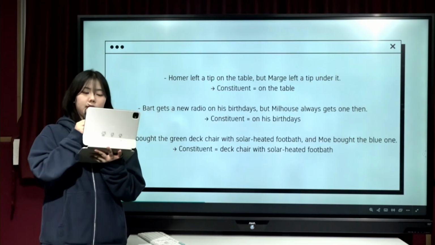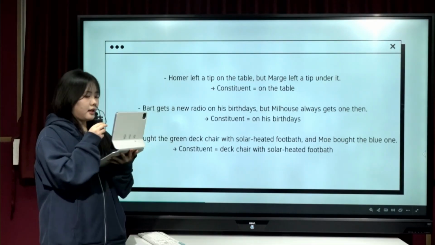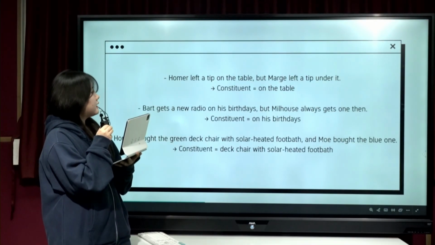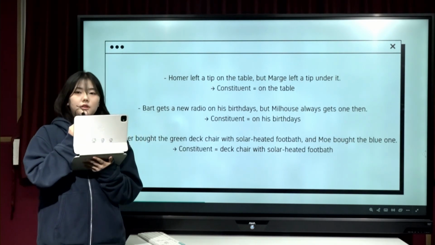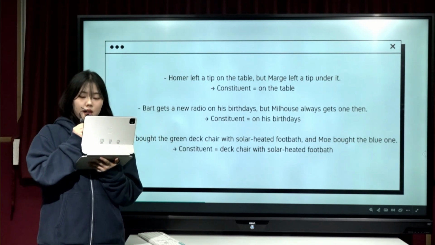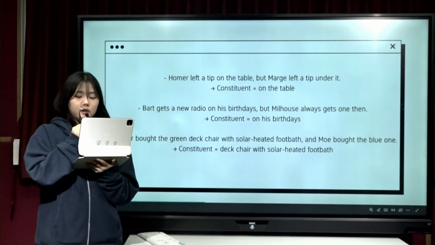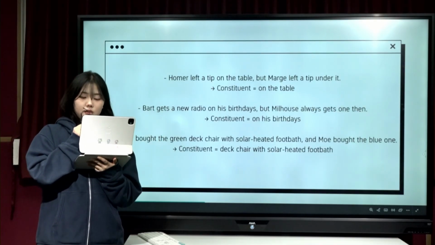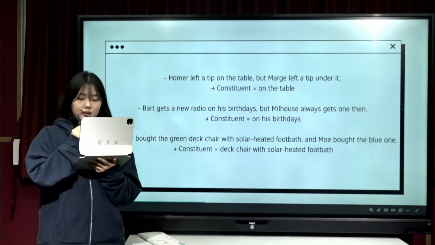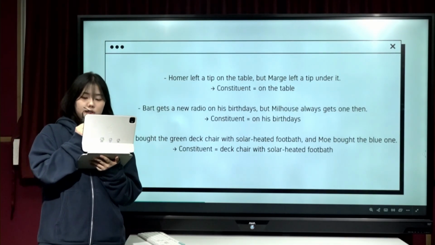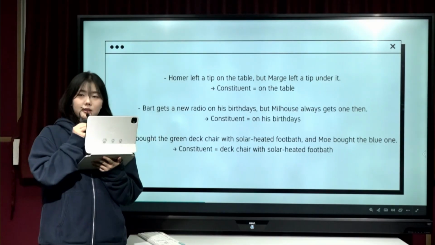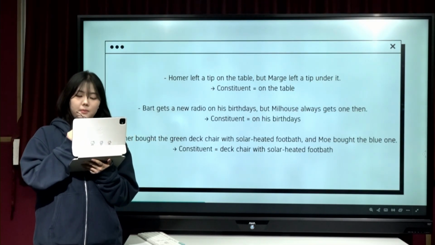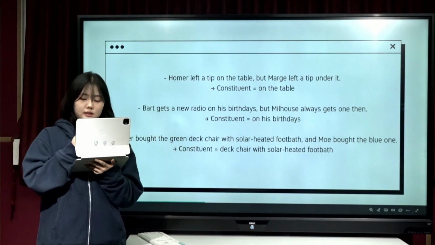Let's look at more cases. I left a tip on the table, but Mr. Burns didn't leave a tip there. On the table is a constituent. Bart gets a new radio on his birthdays, but Milhouse always gets a new one then. On his birthdays is a constituent. Homer bought the green deck chair with solar heated footbath, and Mo bought the blue one. The deck chair with solar heated footbath is a constituent. Through these examples, we can see how proforms help identify constituents in syntax.